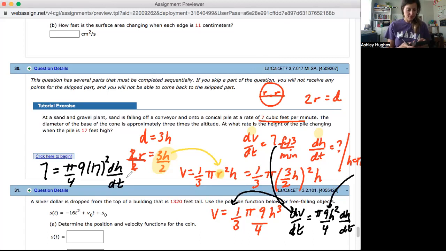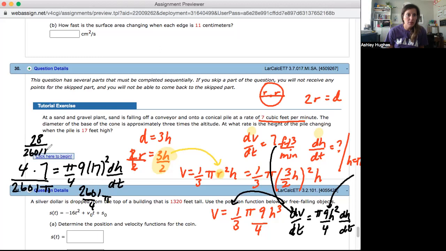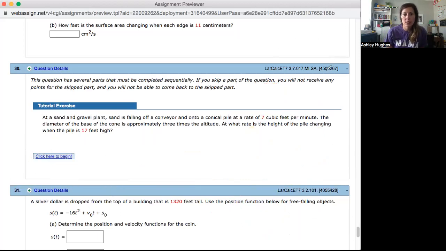Okay. 17 squared is 289, times 9 is 2601 over 4, times pi. So you're going to multiply this by 4 and divide by 2601 pi. So 28. So yeah, that doesn't simplify very nicely. So 28/(2601 pi) is equal to dh/dt. So that's how you do that problem.